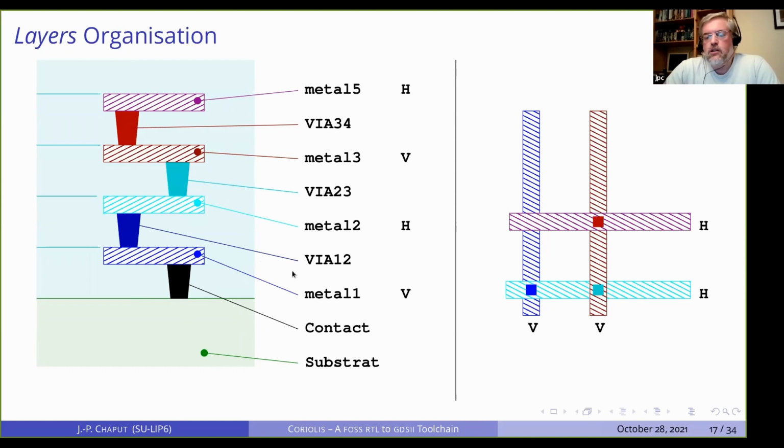They are connected through vias, also called cuts, for example. And you see here an example of the metal stack. We have metal 1, metal 2, metal 3, metal 4. This is a mistake. This is metal 4 here.